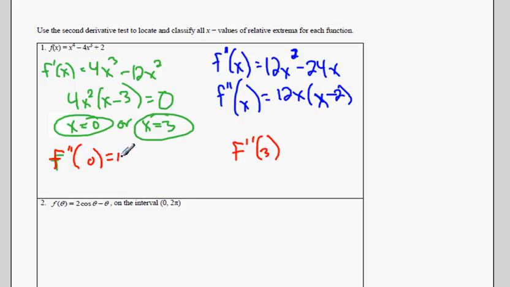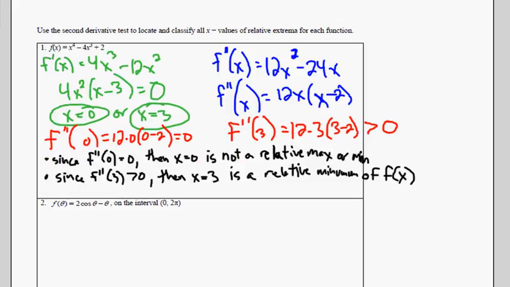So when I substitute in 0, I'm going to get 12 times 0 times 0 minus 2. 12 times 0 is 0, times anything is 0. Over here, when I substitute in 3, I'm going to get 12 times 3 times 3 minus 2. 12 times 3 is 36 times 1 is 36. Again, I'm really just worried about whether it's positive or negative. So since the second derivative at 0 equals 0, then x equals 0 is not a relative max or min. And since the second derivative at 3 is greater than 0, positive, then x equals 3 is a relative min of the original function.